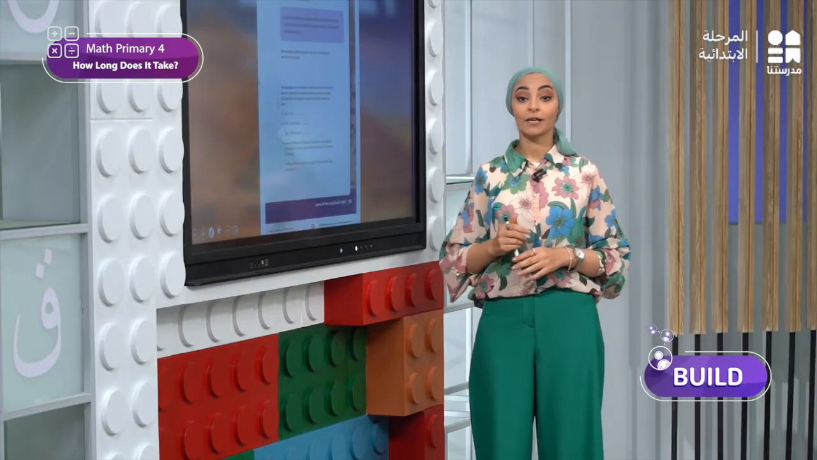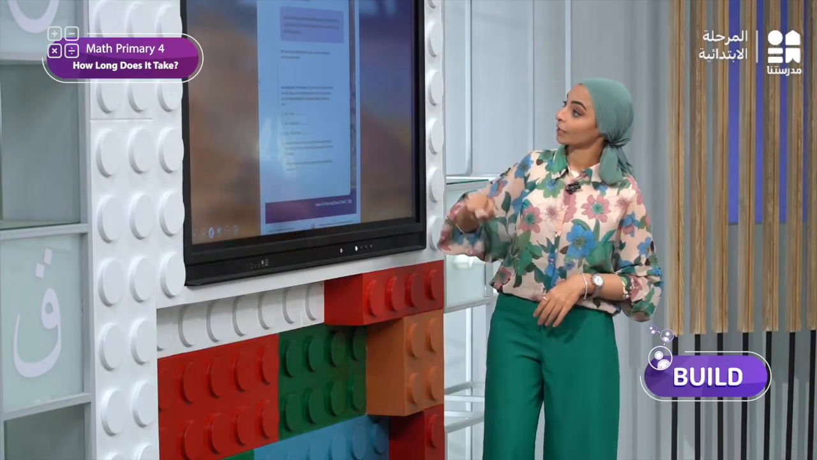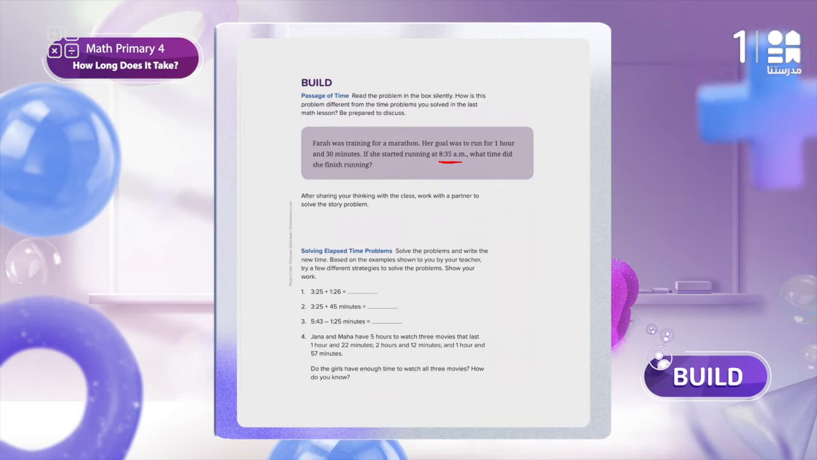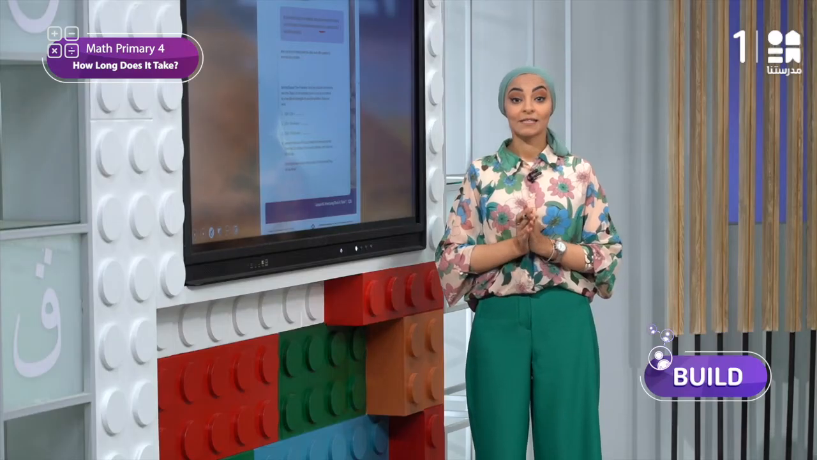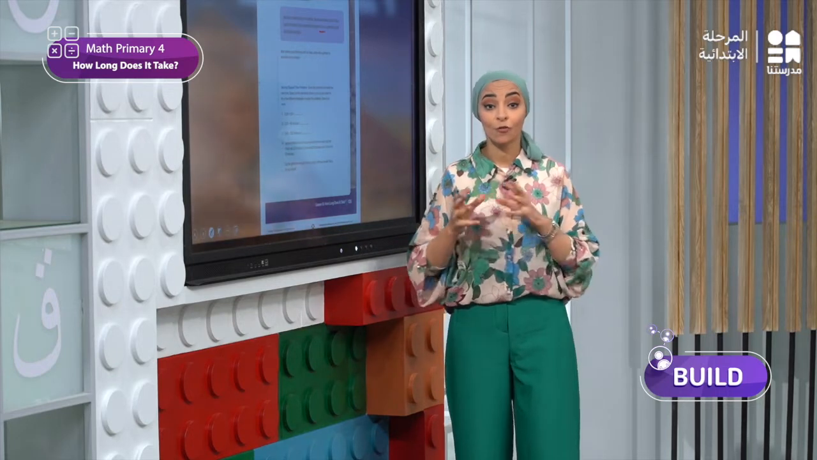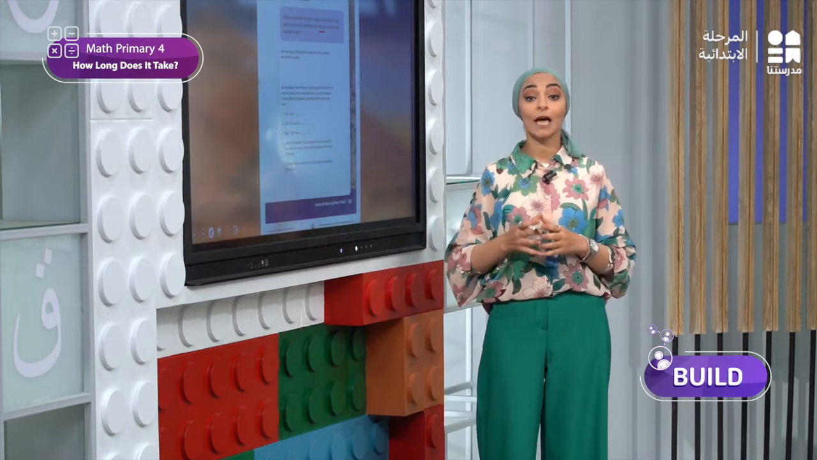If she starts running at 8:35, look here, she starts running at 8:35. So, what time did she finish running? هتخلص الجري بتاعها امتى؟ Yes, it is clear here that it is not just about converting time. مش بعمل بس converting time as we have learned in the last lesson. The problem here is about elapsed time.